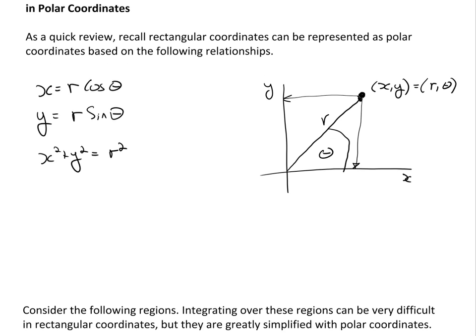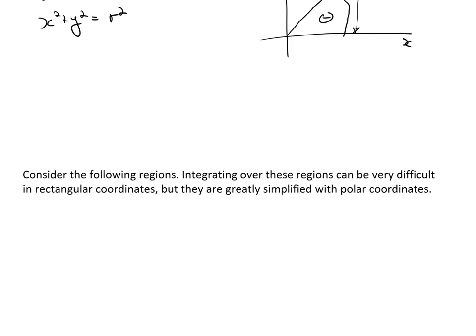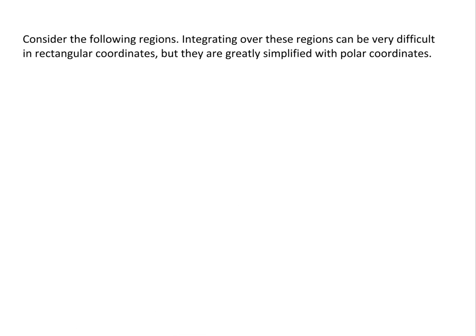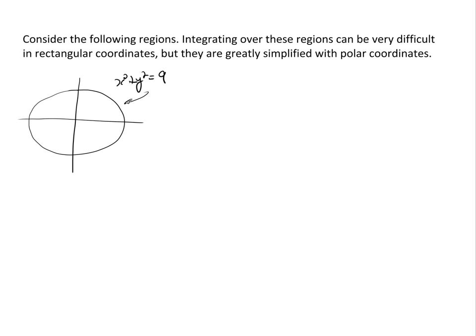So when would we want to use polar coordinates? Well, let's draw a couple pictures here. Let's take a look at a couple of regions where it may be really nice to use polar coordinates. If I have something that looks like this, I'm integrating over this region, which is a circle, say x squared plus y squared equals 9 or something like that. Using polar coordinates would make this a lot easier.